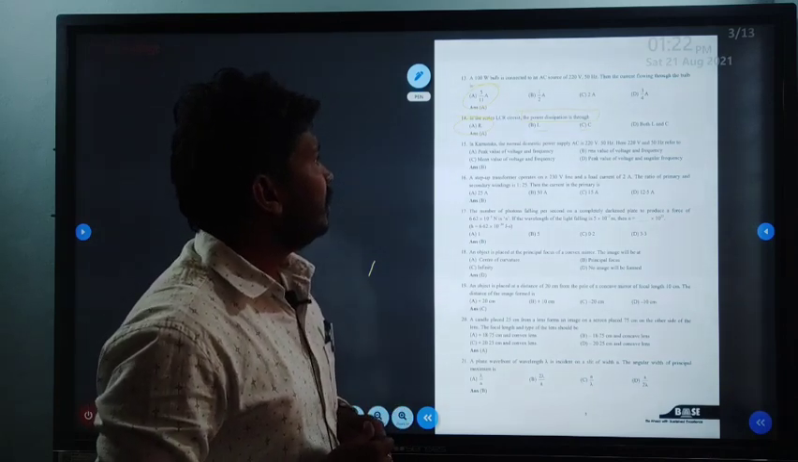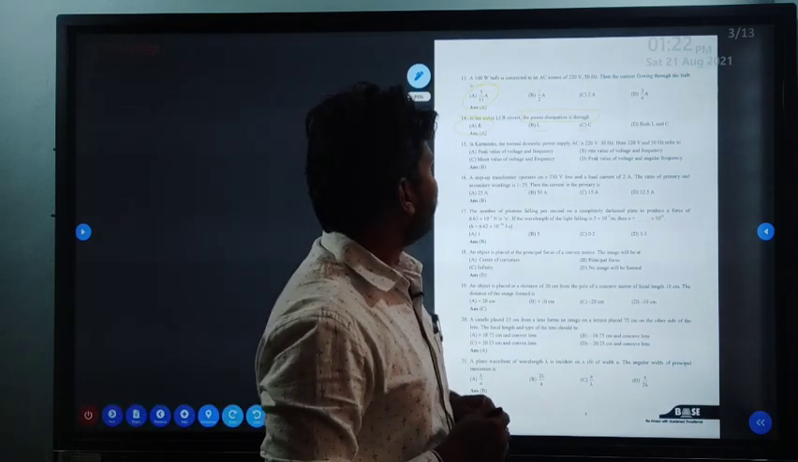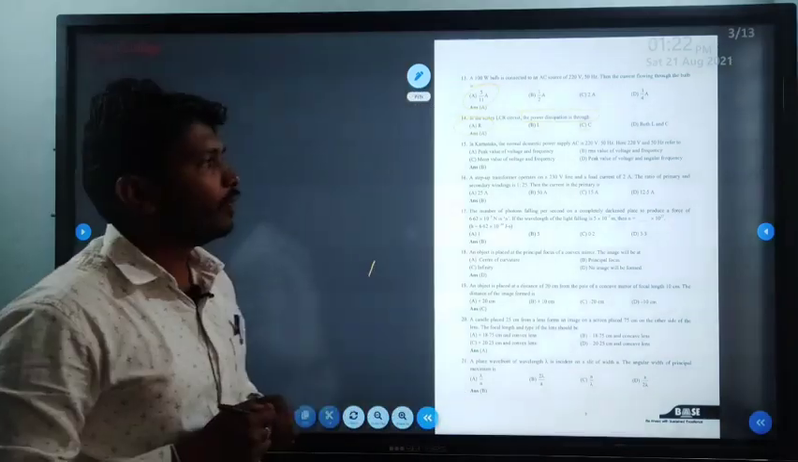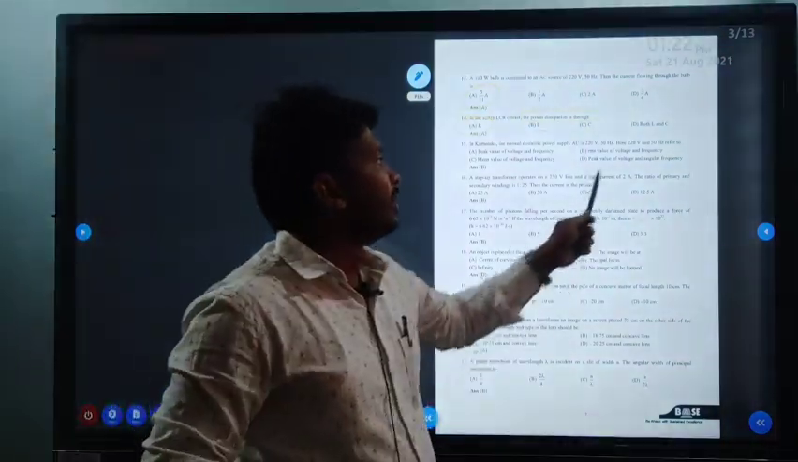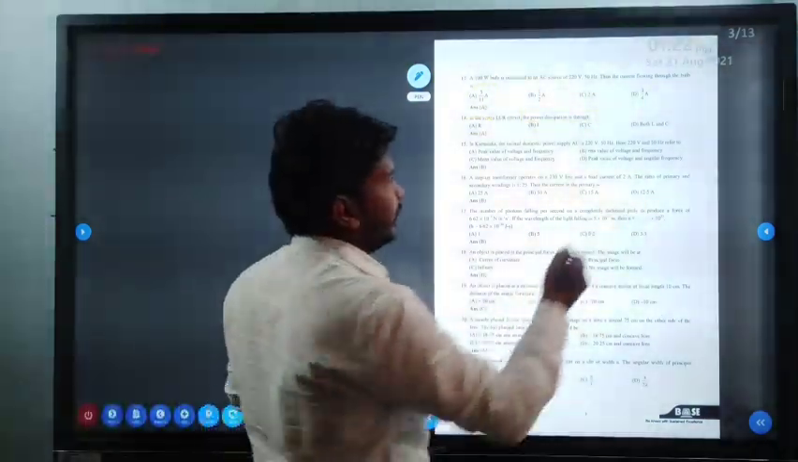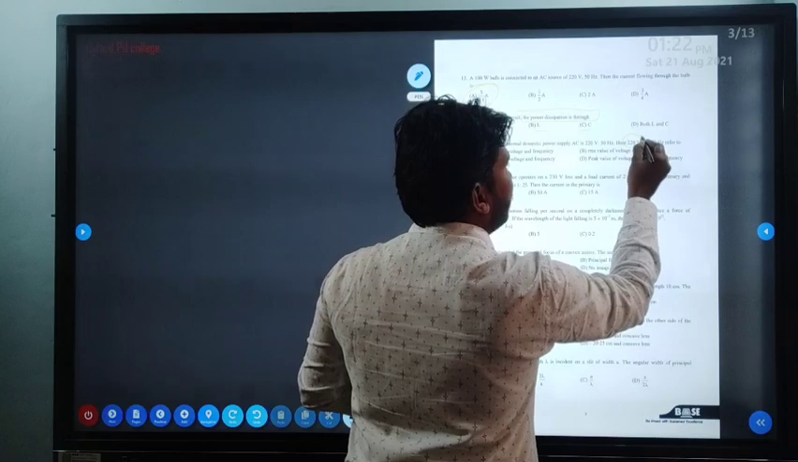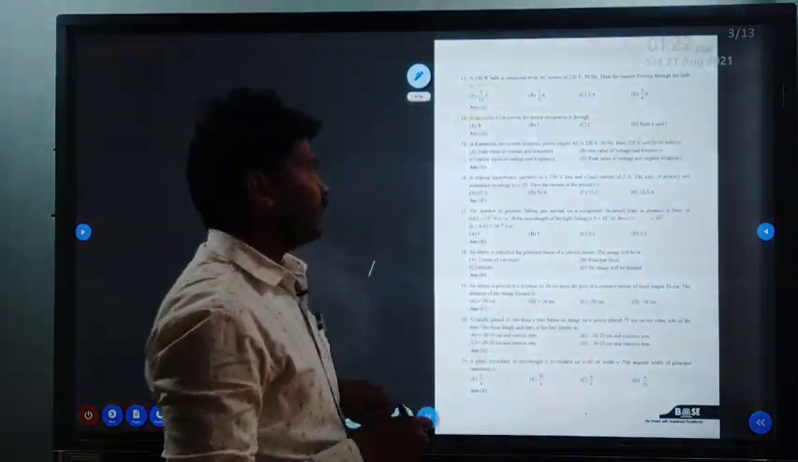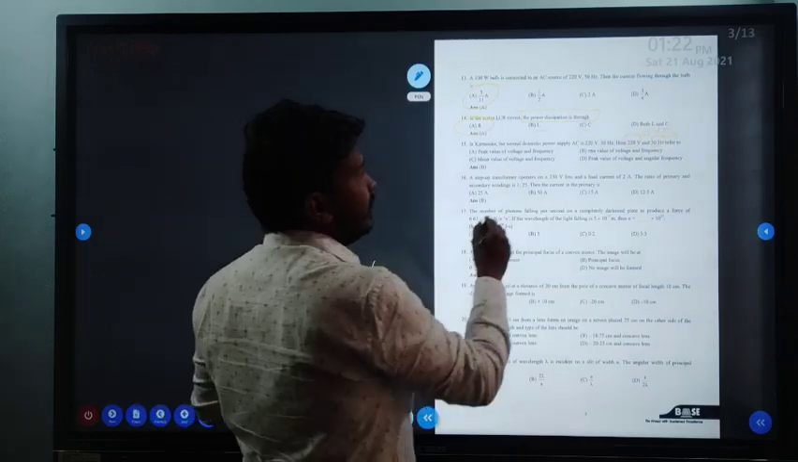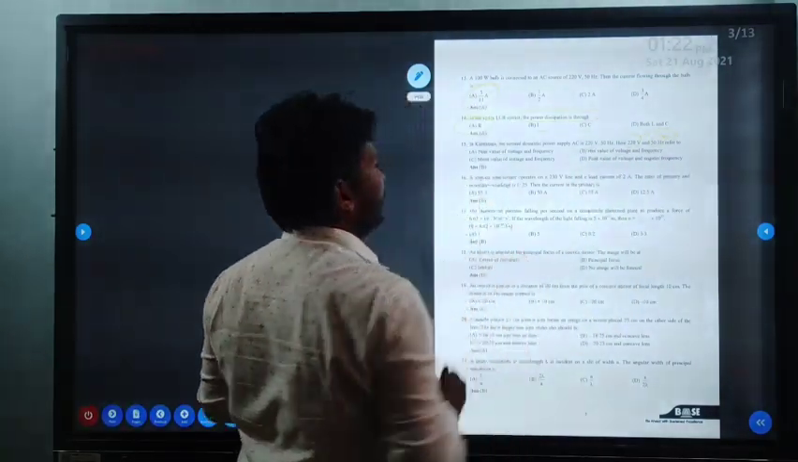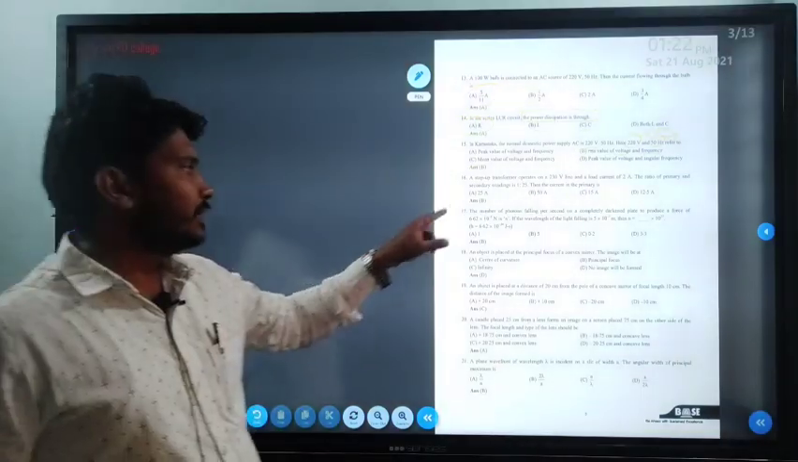In Karnataka, the normal domestic power supply AC is 220 volt 50 hertz. Here 220 volt and 50 hertz refers to, so look at here, 220 volt refers to VRMS and 50 hertz refers to frequency, so this refers to the RMS value of voltage and frequency. Second option is right. Then we'll go for next one.